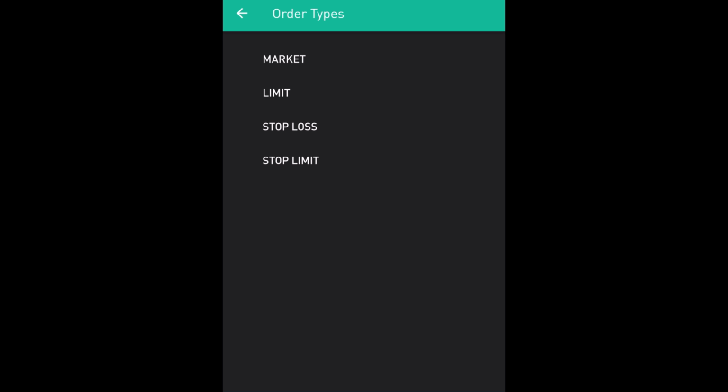The market order, limit order are pretty easy to understand, but the stop loss and stop limit orders are much more nuanced, much more complicated, much more sophisticated types of trading orders. So if you have any questions about that, let me know.